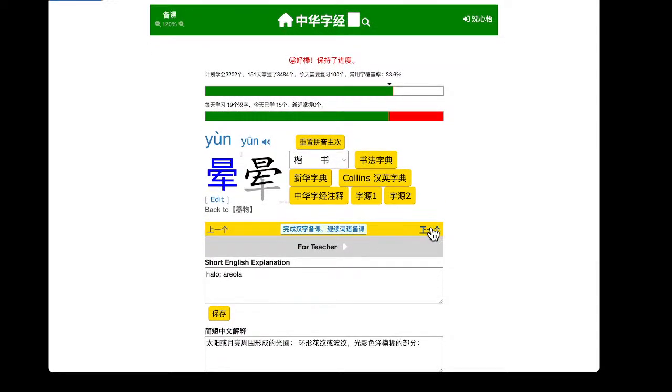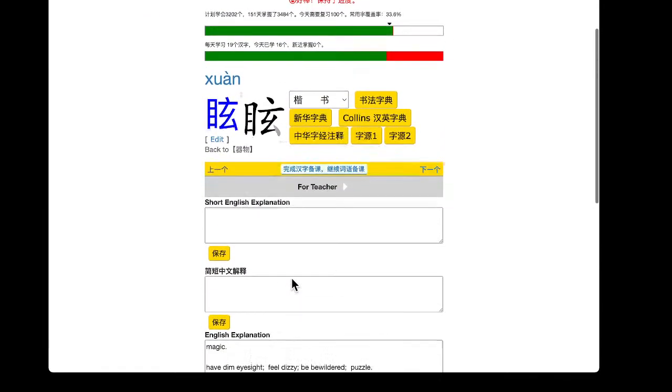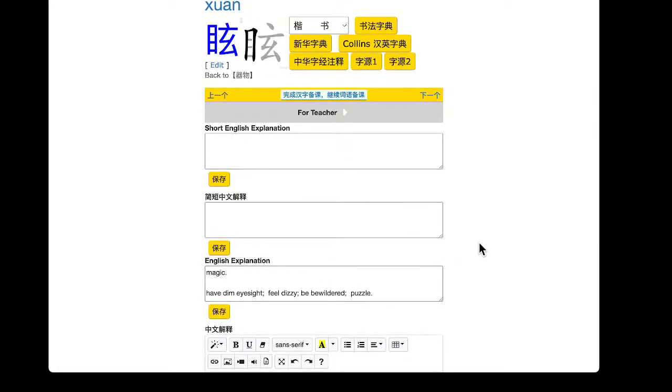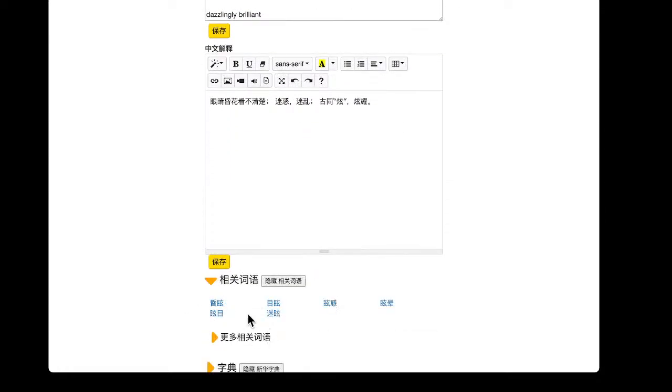And the next one, 炫. 炫 means like 炫目, feel dizzy or be bewildered, puzzled. And 炫目 is basically like the light is so bright that it blinds my eyesight, and I can't see clearly. Okay, so this is 炫.